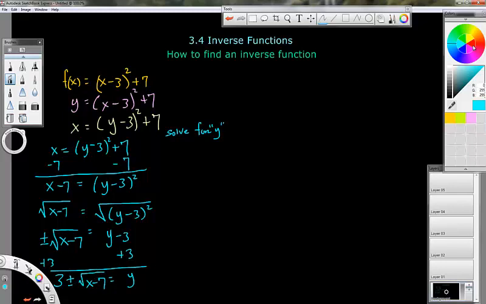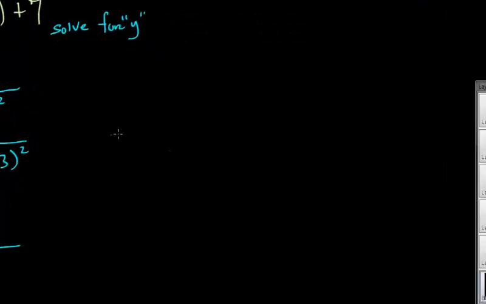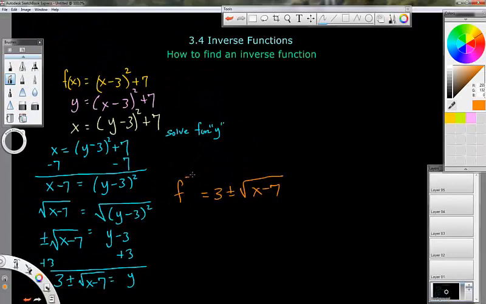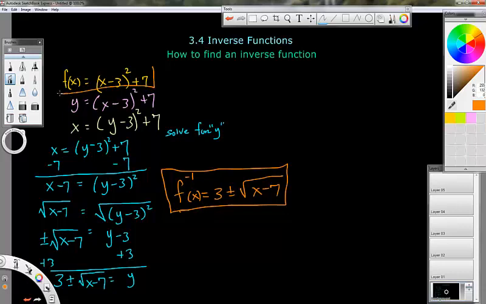And then the last thing we're going to do, just to kind of tidy this back up, is, I'll do this in like an orange color, is to write it without the y. So I'm going to write equals 3 plus or minus the square root of x minus 7, like that, in parentheses. And then I want to put the notation that's the inverse notation, this f to the negative 1 of x. That's the inverse notation. So this right here would be the inverse of this one. That one. Those two things are inverses.